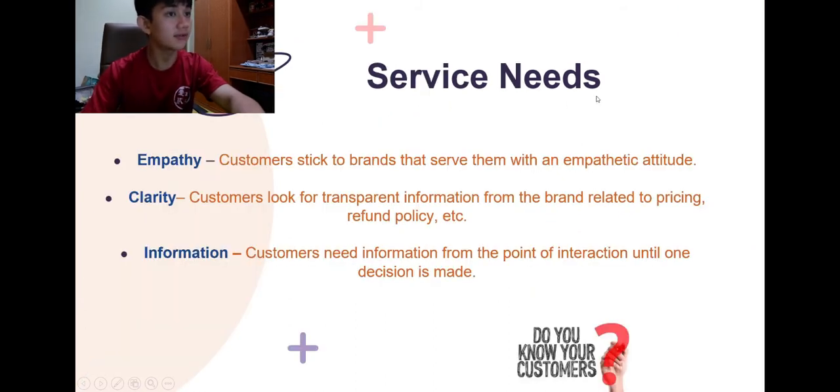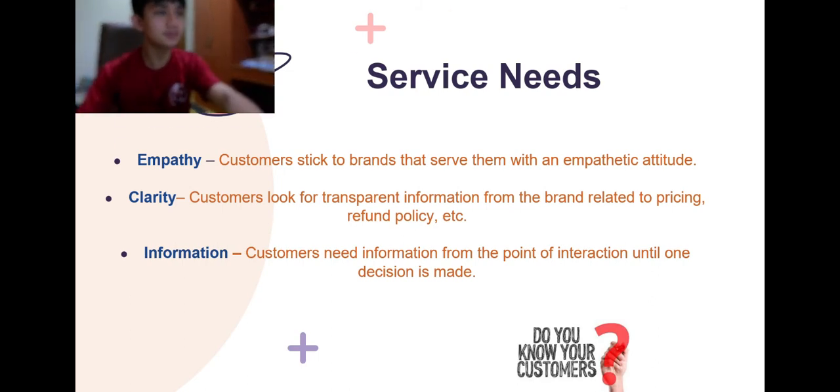Okay, we have service needs. Empathy. Customers stick to the brand that serves them with an empathetic attitude. Clarity. Customers look for transparent information from the brand related to privacy, refund policy, and many more. Information. Customers need information from the point of interaction until a decision is made. So we need to understand what actually the customer wants from us and not what the company believes they want.